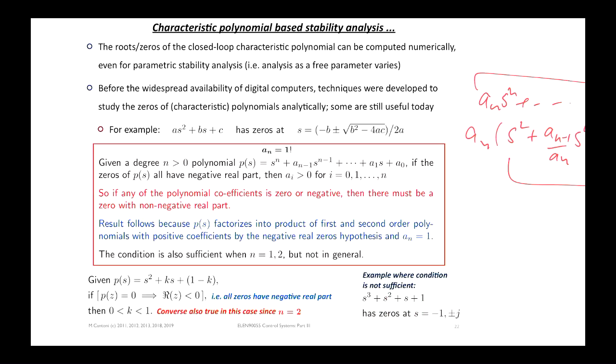All the coefficients have the same sign, but it has 1 zero in the left half plane and 2 zeros on the imaginary axis. The imaginary axis is not the left half plane. You've got to be to the left of the imaginary axis. So this sort of result is used to tell you when the zeros are not all contained in the left half plane. If you have a polynomial and you see that there are coefficients of different sign, including a coefficient being 0 when some others are non-zero, then you know that there will be at least 1 zero in the right half plane. So it's almost like a negative result rather than a positive result.